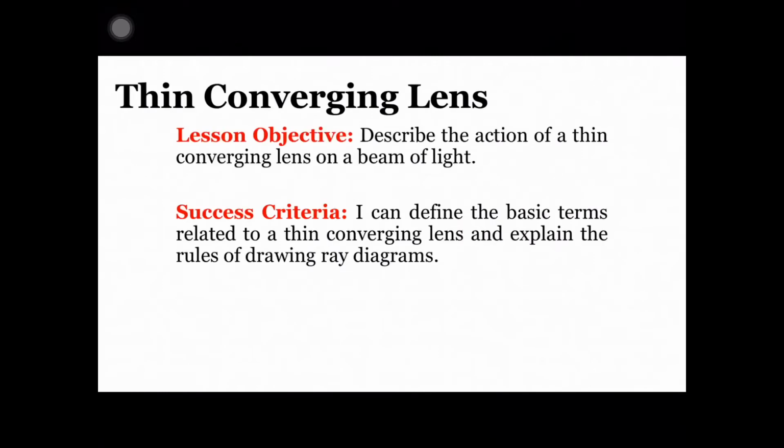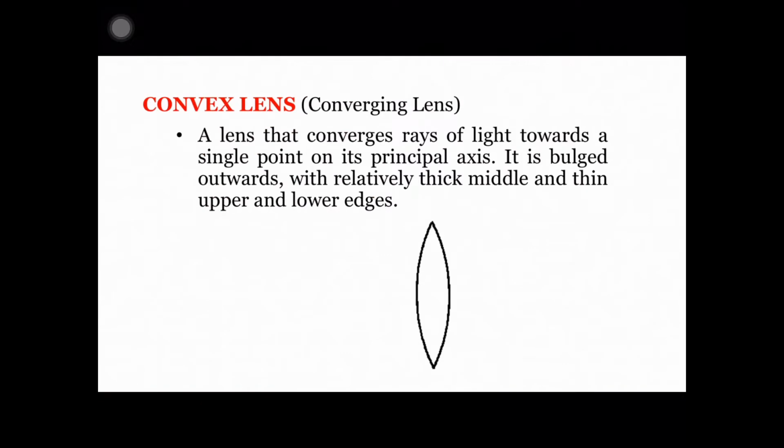Our lesson objective for today is to describe the action of a thin converging lens on a beam of light. And the success criteria: I can define the basic terms related to a thin converging lens and explain the rules of drawing ray diagrams. So first, we are going to define convex lens.